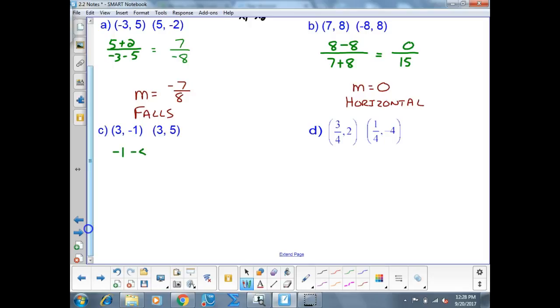Negative 1 minus 5 over 3 minus 3. That's going to be negative 6 over 0. So my slope here is undefined, which means it is vertical.